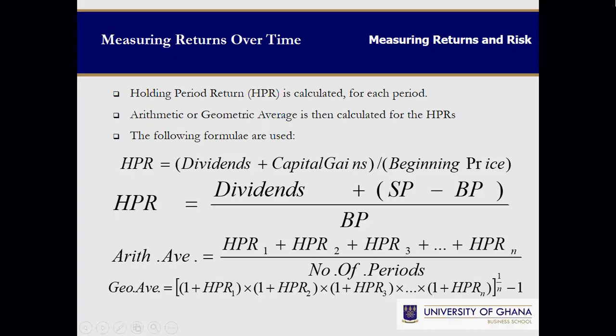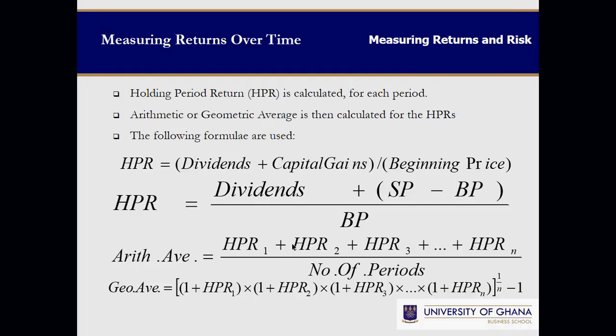So now, let's talk about measuring returns over time. We are measuring the risk and returns, right? We are now coming to measure the holding period returns. The holding period return is calculated for each period. Arithmetic or geometric average is then called for the HPR. The following formulas are used. HPR, as we already know, is dividend plus capital gain over the beginning price, right? And the HPR can be dividend plus the selling price minus the cost price, or the bought price, all over the bought price, right? That's the HPR. So if you want the formula for calculating HPR, it's the same thing in here.